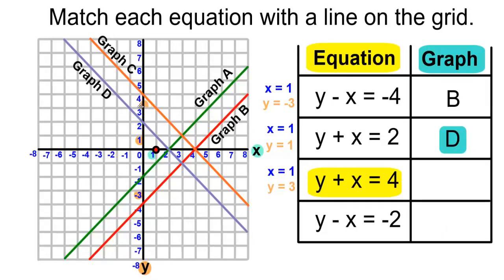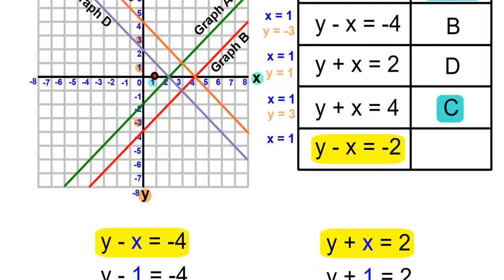Again, Y is 1, 2, and 3. Plot the point on the graph. X is 1, and Y is 3. And this leads to graph C. And for our last equation, again, we'll use X is equal to 1, and we'll solve for Y.